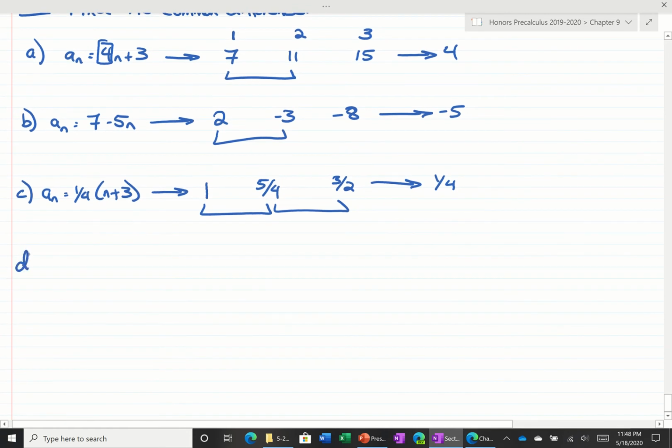And the last one, what if we had a sub n is equal to n squared? First term would be 1, then we would have 2 squared is 4, 3 squared is 9. There is no common difference. So we'll just say does not exist, DNE.